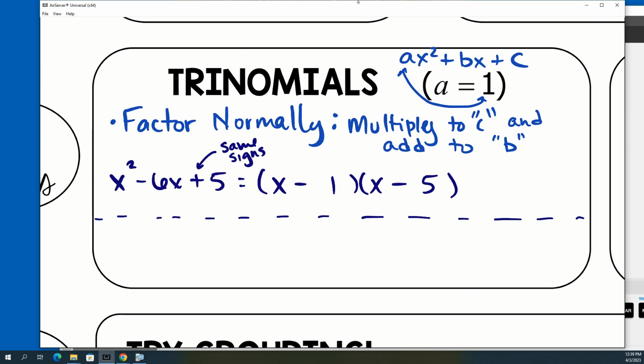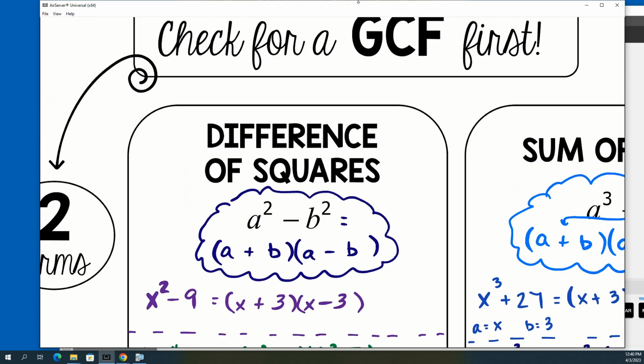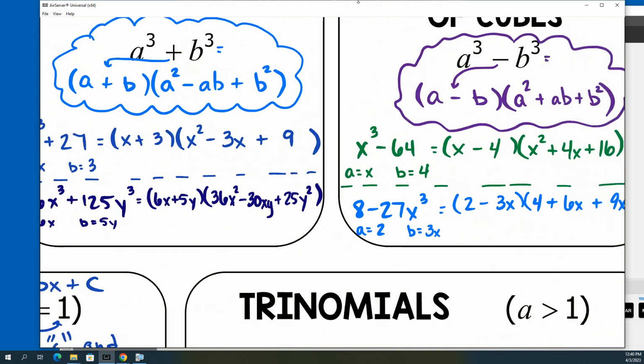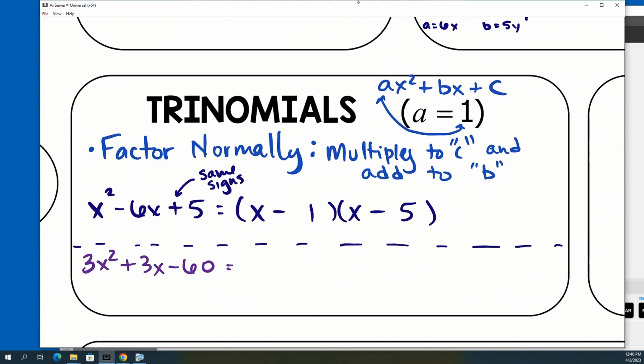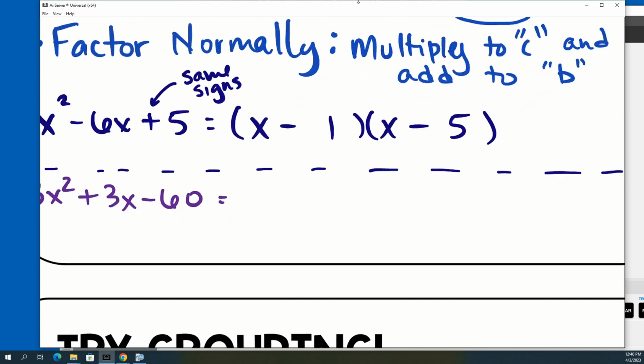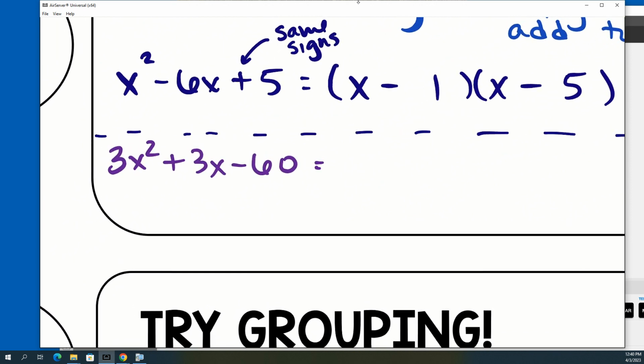Okay, this next one is a little bit more challenging. So we have 3x squared plus 3x minus 60. Now, at the beginning of the lesson, I did say that we always need to check for a greatest common factor. I didn't talk about greatest common factor on any of the examples until this one. I probably should have, but there wasn't one before this problem. What number goes into all of these numbers?